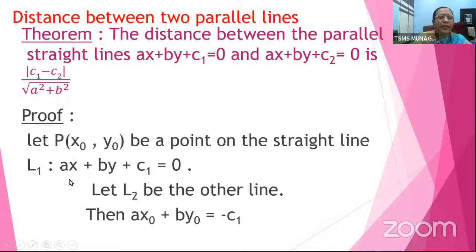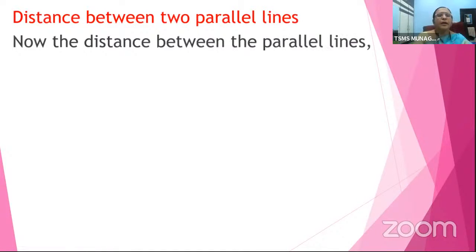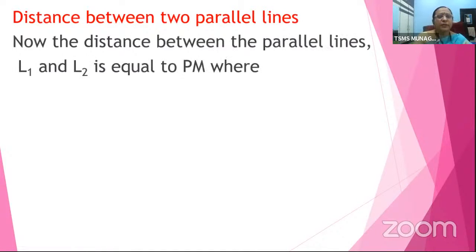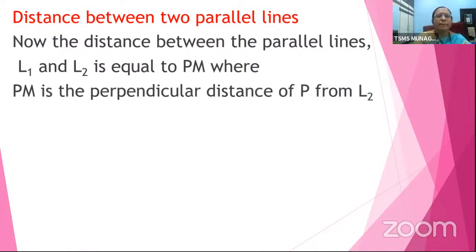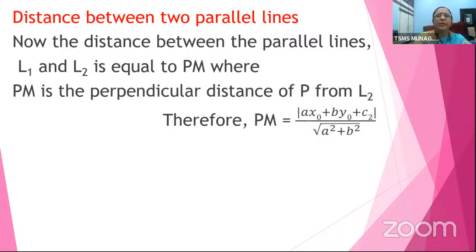Because P lies on L1, it becomes ax0 + by0 + c1 = 0. Let's take this +c1 to the right side. We will get minus c1. Now the distance between the parallel lines L1, L2 will be equal to PM, where PM is the perpendicular distance of P from L2. Now here PM is what?